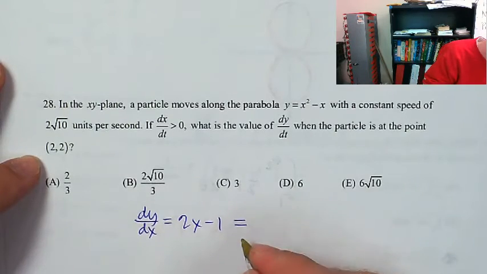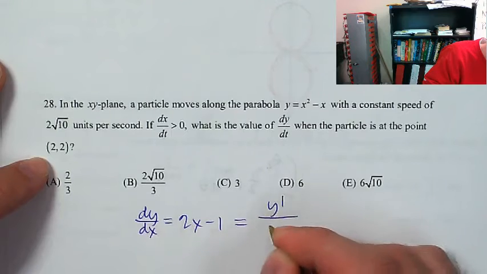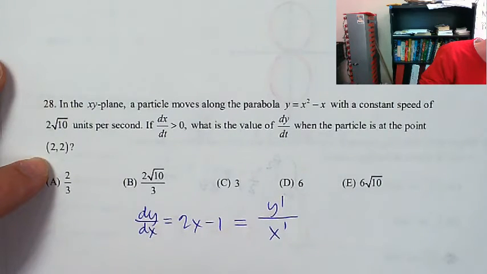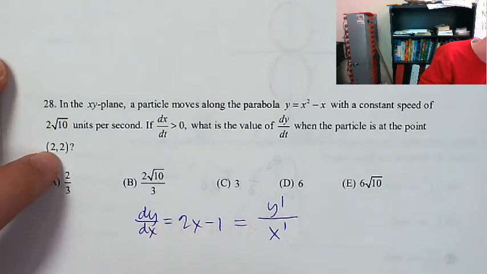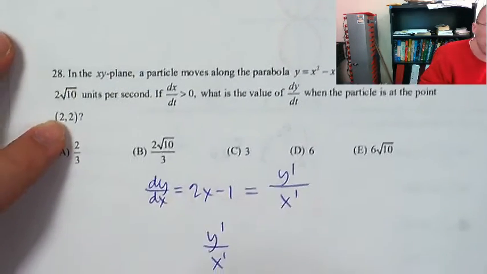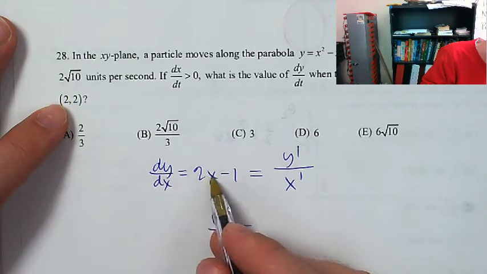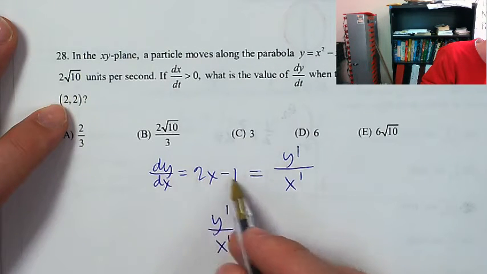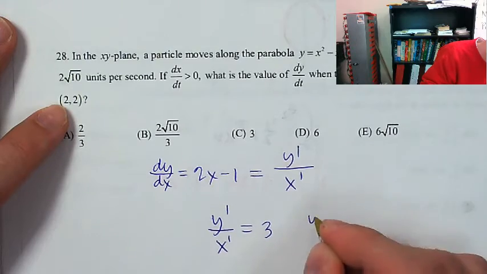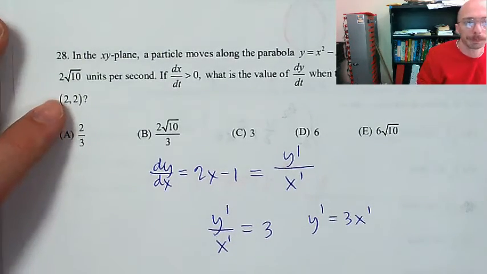Okay, and that's going to also be equal to y prime over x prime, and x is equal to 2. So I've got y prime over x prime when x is 2, that will be 4 minus 1, which is 3. So y prime equals 3 times x prime.